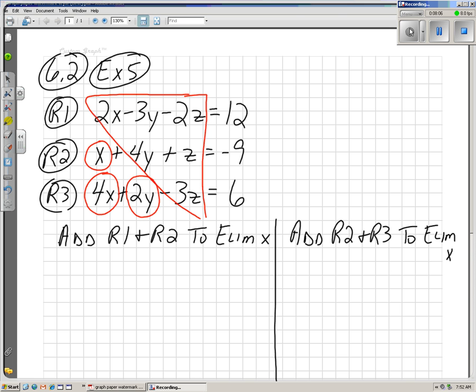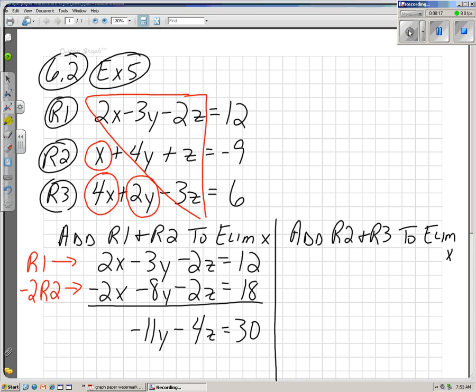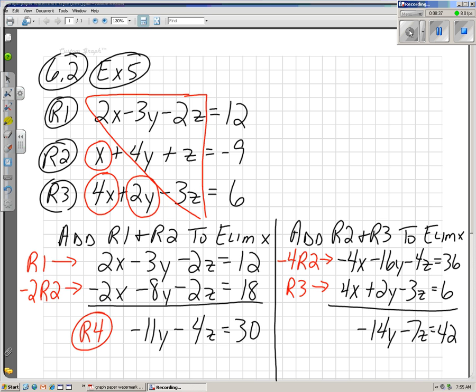All right, so let's add row 1 and row 2. I want the x's to go away, so I need row 2 to be a -2x. So I'm going to leave row 1 alone, and I'm going to multiply row 2 by -2. And I get this expression, which I'm going to call row 4. That's our new row. Now to add row 2 and row 3 and make the x's go away, I need that x in row 2 to be a -4x. So I'm multiplying row 2 by -4. I'm going to leave row 3 alone and just bring it over. And I have this expression, which I'm going to call row 5.